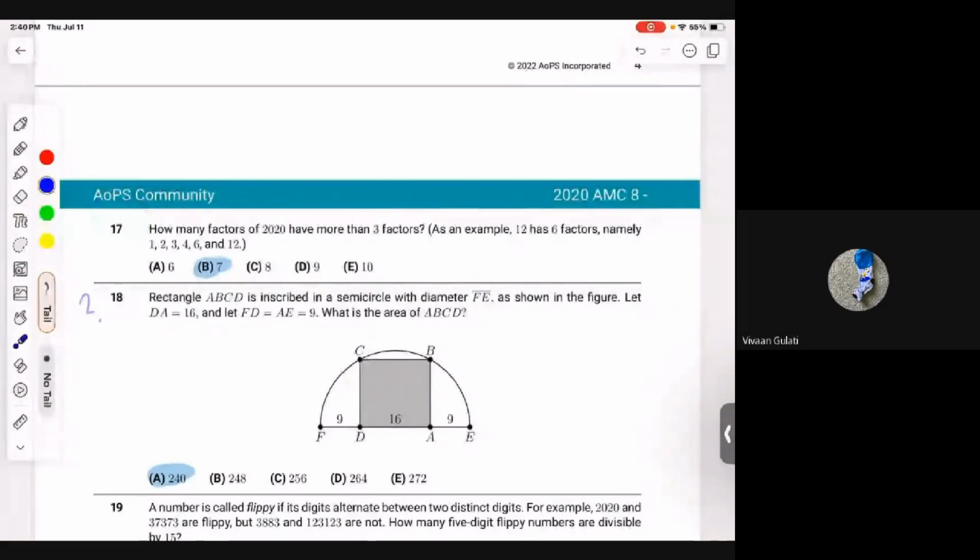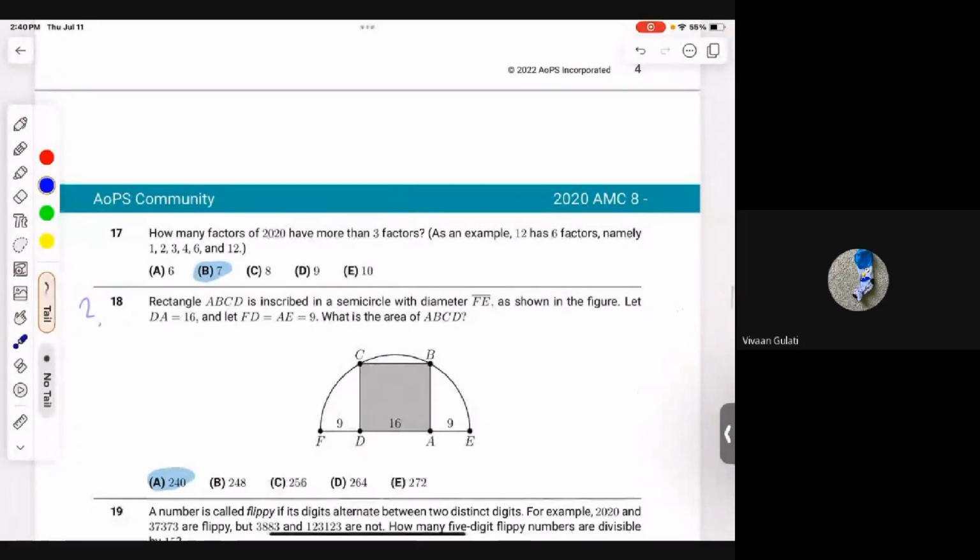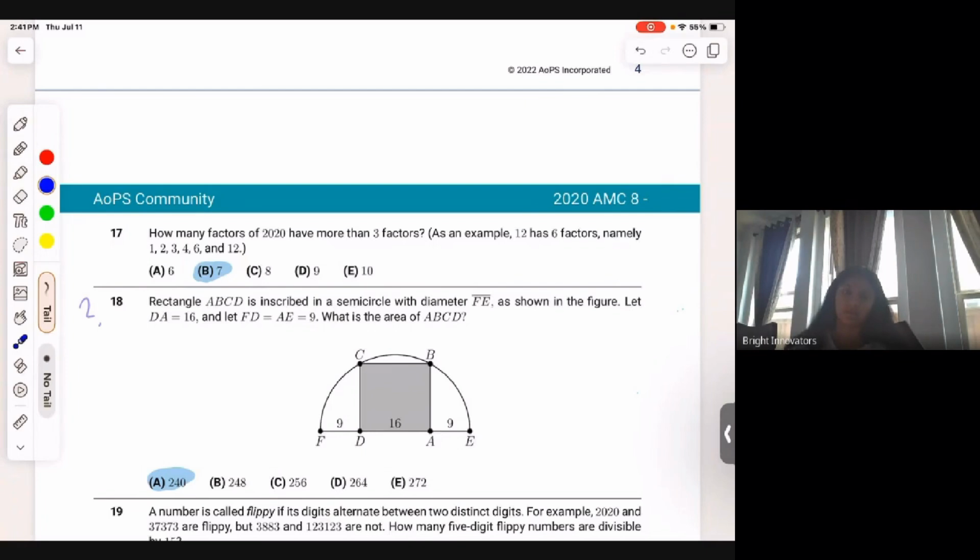So 2020. How many factors of 2020 has? Okay. So how many? Wait, what? How many factors? Okay. So I just listed out all the factors and then crossed them out. There's only like 10 factors or 12 factors. Okay. That's kind of obvious, I guess.